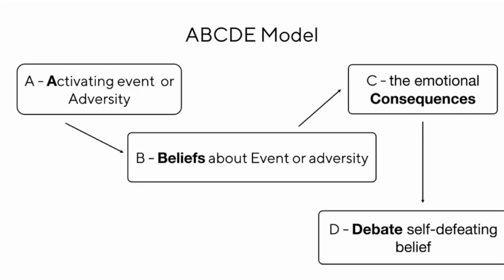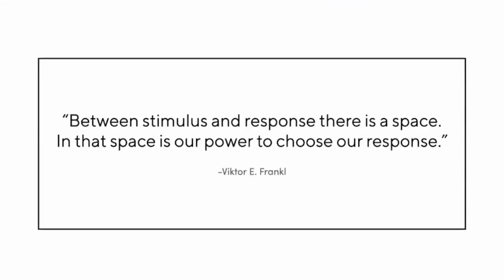And this is where the D comes in with this model. The D is debating that belief, right? It's debating the immediate belief that comes up for us. And this is where I pull on Viktor Frankl's quote in the book Man's Search for Meaning. Between stimulus and response, there's a space. And if we can create that space, then we introduce choice and power to choose how we're going to respond at that moment.